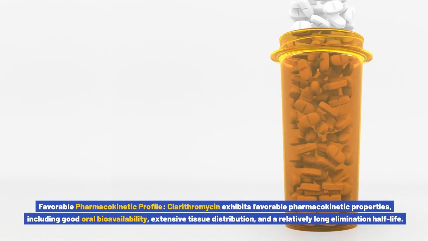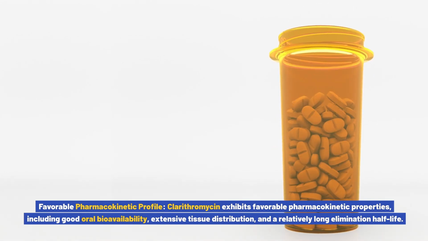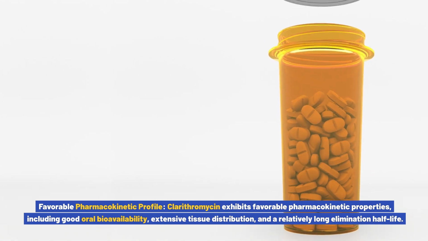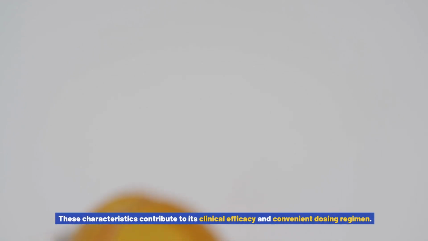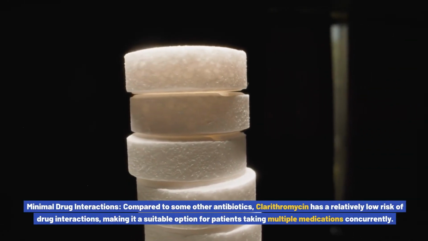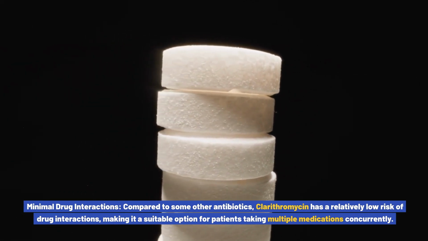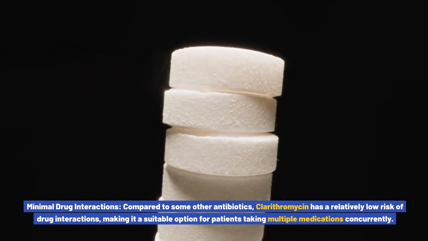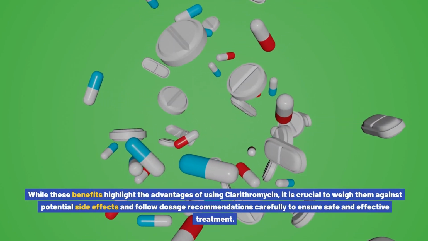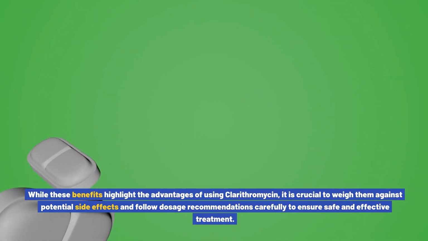Favorable pharmacokinetic profile. Clarithromycin exhibits favorable pharmacokinetic properties, including good oral bioavailability, extensive tissue distribution, and a relatively long elimination half-life. These characteristics contribute to its clinical efficacy and convenient dosing regimen. Minimal drug interactions. Compared to some other antibiotics, clarithromycin has a relatively low risk of drug interactions, making it a suitable option for patients taking multiple medications concurrently. While these benefits highlight the advantages of using clarithromycin, it is crucial to weigh them against potential side effects and follow dosage recommendations carefully to ensure safe and effective treatment.